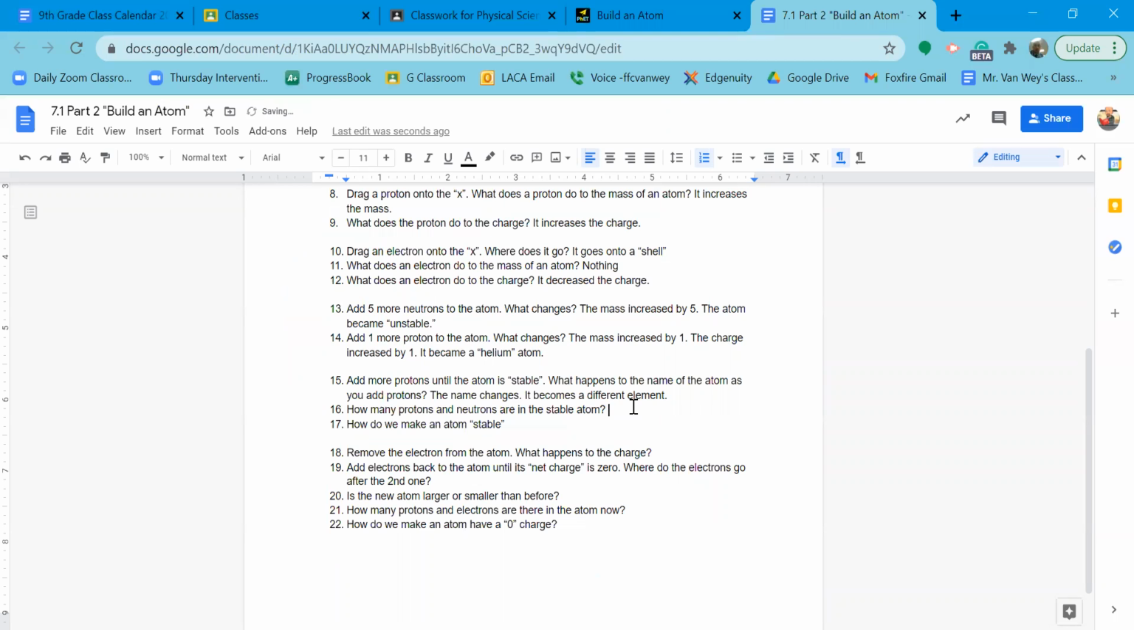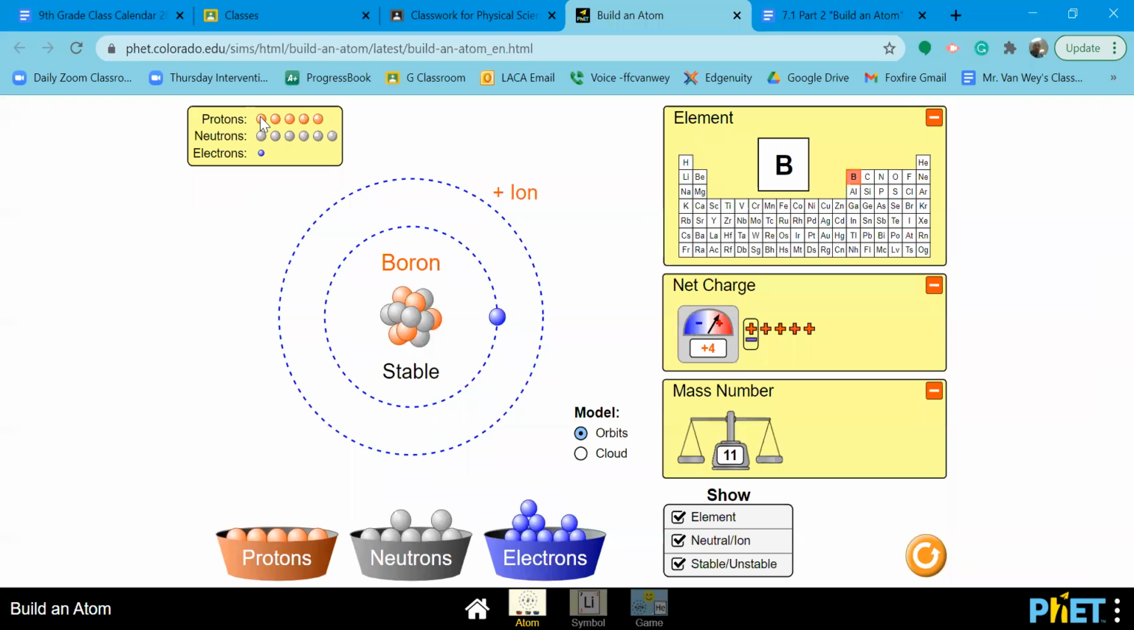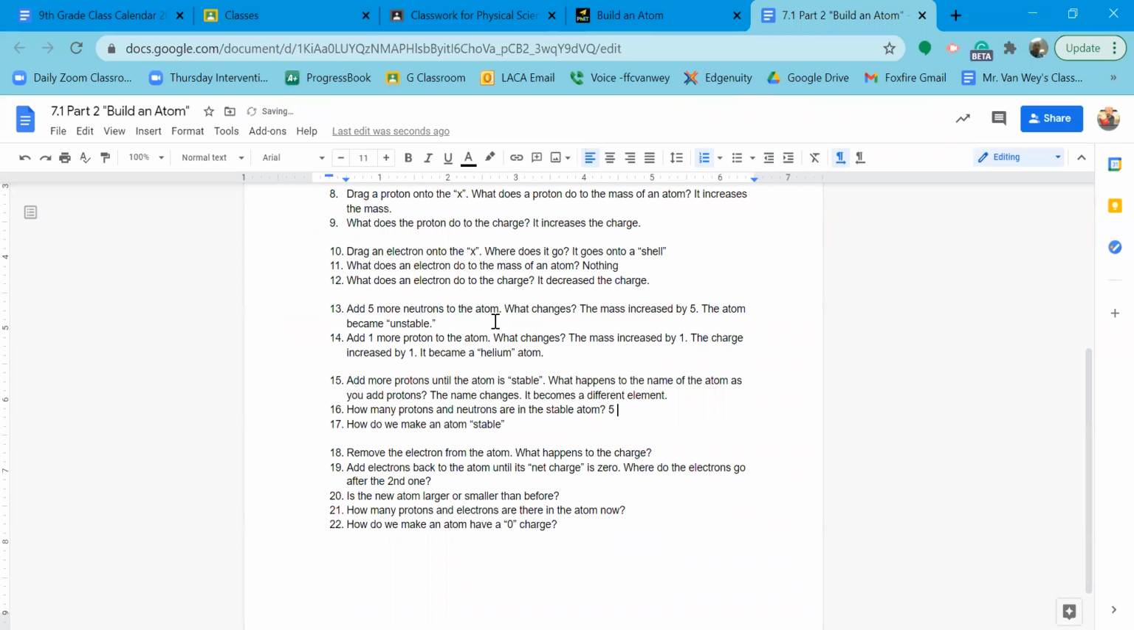How many protons and neutrons are in the stable atom? Well, there were 1, 2, 3, 4, 5 protons and 6 neutrons. Help us remember they're big. And the next question is, how do we make an atom stable?